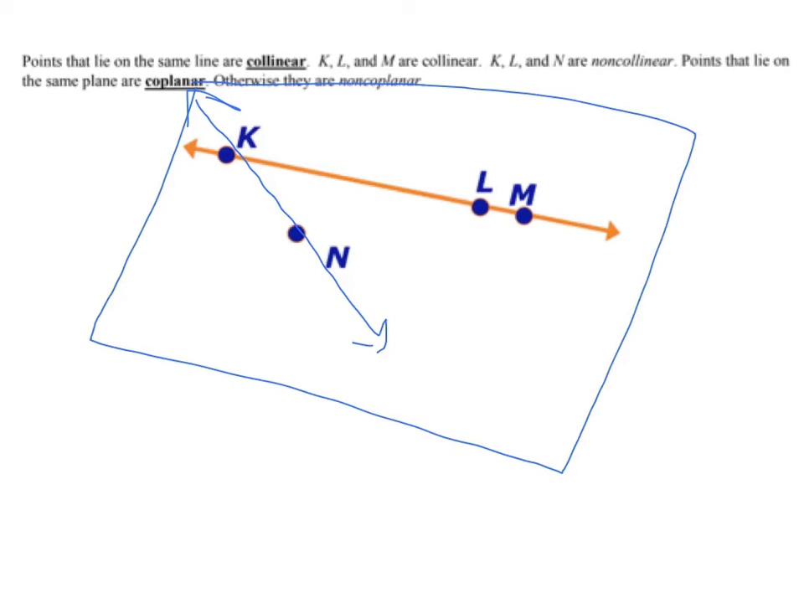And let's say I had a point that was underneath this 2-dimensional plane that I'm going to call Z. Then I would say Z is non-coplanar with K, L, M, and N because it's actually underneath the plane, not on the plane.